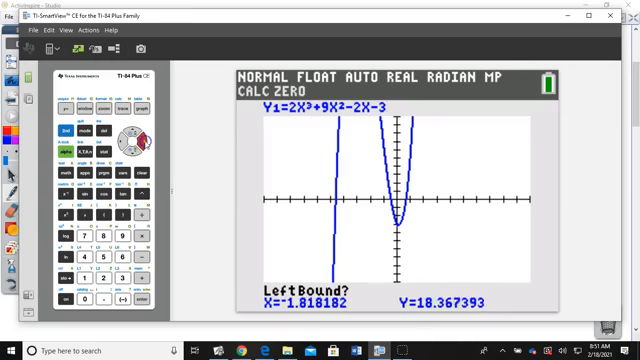Do the middle zero this time. Make sure it's just to the left of it. Go just to the right of it. Enter, enter. Negative 0.5.